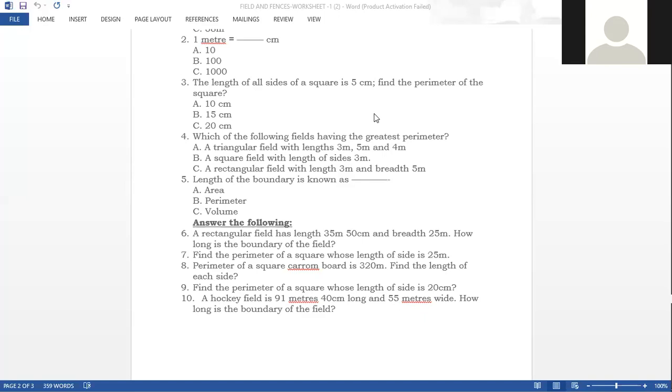Length and width are given. What is the boundary of the field? 2 into (L plus B) is the formula. Or you can add everything. Choice is yours. So 110, sir.